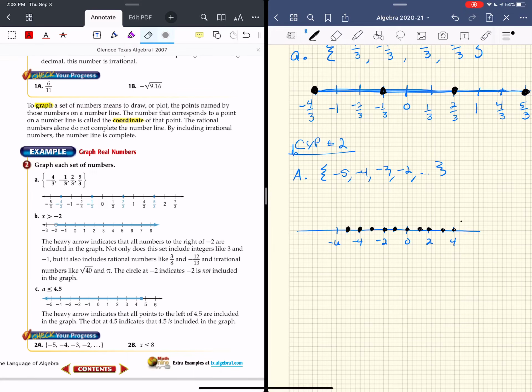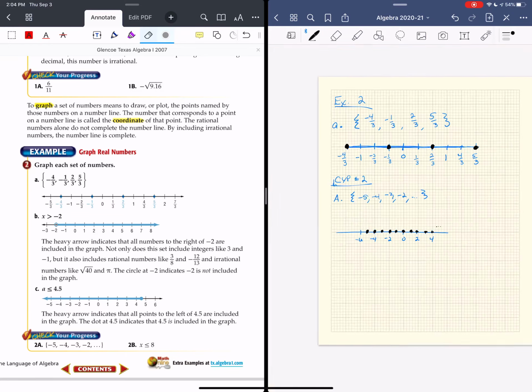And so what we want to make sure we're doing is not shading in the whole number line. That's what we do sometimes with inequalities. That's what you would do on Check Your Progress 2B, and that's what you would have done on example 2B and 2C, as you can see in the book. Instead, we just want to make sure we are plugging in only single points if it's not an inequality. And so that is the point there for example 2 and Check Your Progress number 2.